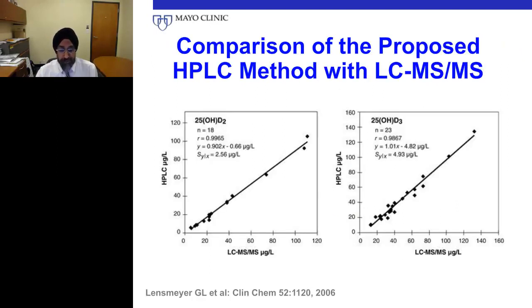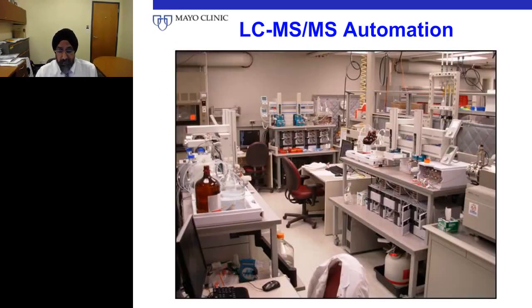Fortunately, the comparison between the HPLC method and LC-tandem mass spec method is very good because both of these methods do require extraction from the serum and release of the vitamin D from the binding protein. And that is the key for a good method, that we need to remove the interferences and we need to release the vitamin D from the binding protein. This slide shows that method comparison is good for both 25 hydroxy vitamin D2 as well as D3.